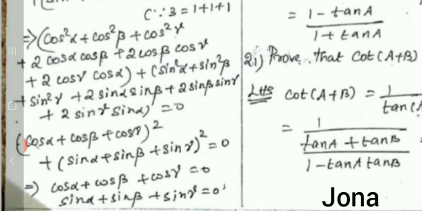So the first bracket can be written as cos alpha plus cos beta plus cos gamma the whole square. The second bracket as sin alpha plus sin beta plus sin gamma the whole square. If both the factors are having squares and the sum is equal to 0, it means each is 0. The first term, cos alpha plus cos beta plus cos gamma, equal to 0, and the second term, sin alpha plus sin beta plus sin gamma, is also equal to 0.